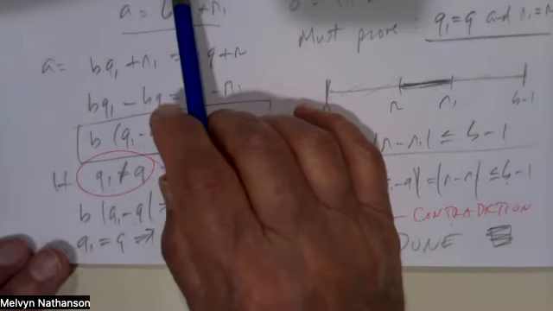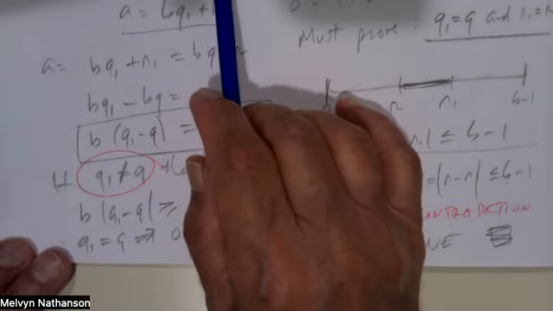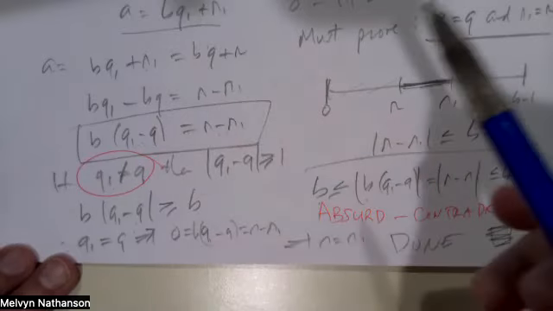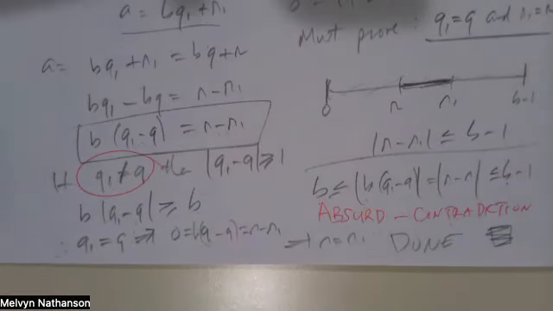We proved that if you have two representations of A as BQ plus R, where the remainder is between 0 and B minus 1, then the quotient Q and the remainder R are unique. So we just proved uniqueness. Okay. So this is the division algorithm.